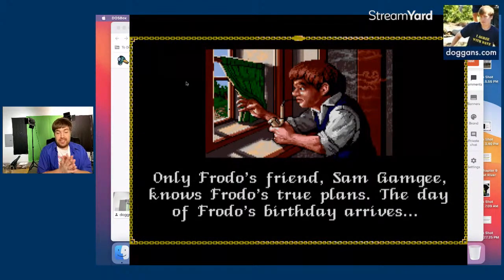Only Frodo's friend, Sam Gamgee, knows Frodo's true plans. They skip the part where Gandalf basically finds Sam and says, for punishment, you are on this quest too.